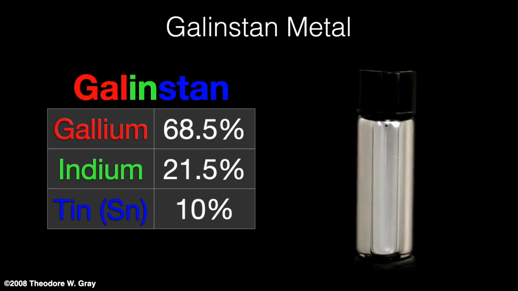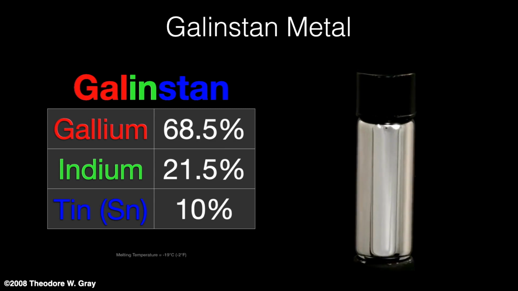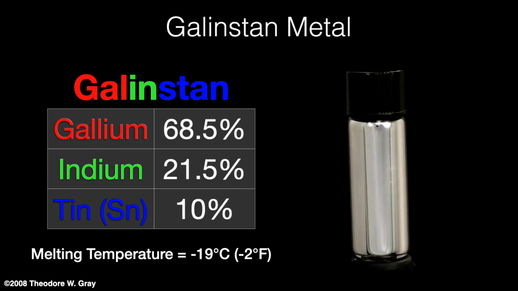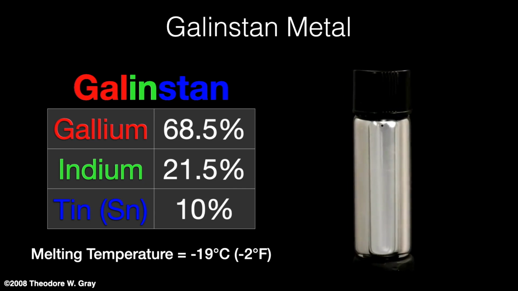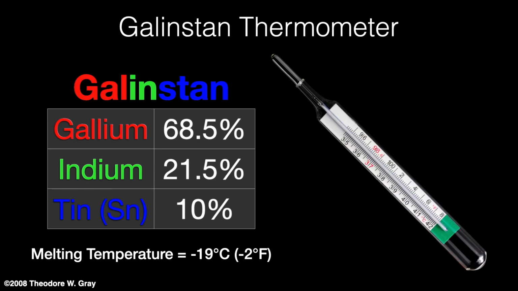It remains a liquid below the freezing point of water. Its melting point is minus 19 degrees Celsius, or minus 2 degrees Fahrenheit. Galinstan can be substituted for mercury in thermometers, since it's now illegal to use toxic mercury in medical thermometers.